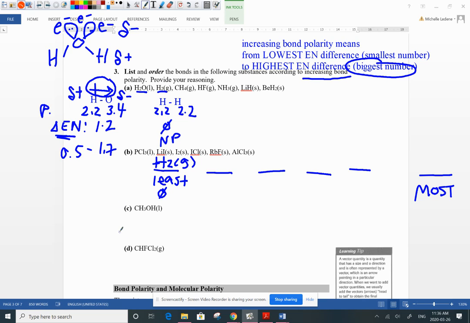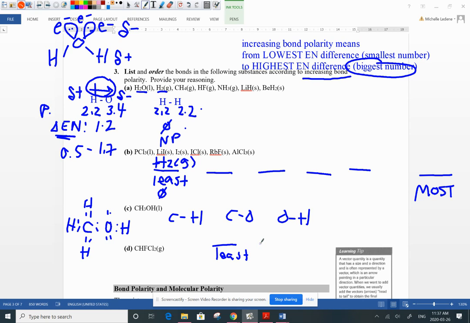And for C and D, you're going to have to draw these structures out, so figure out what different bonds are in this molecule. In order to do this, you have to go through and decide what the Lewis diagram is for each of these so that you can decide what the different bonds are. So we see there's a CH bond in that molecule, there's a CO bond, and there's an OH bond. Then you're going to look at electronegativity, find the difference, and rank them from the least electronegativity difference all the way to the most for that particular molecule. Okay, so that's how you're going to complete these questions.